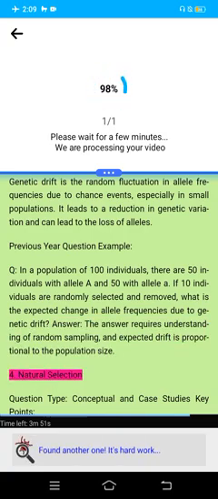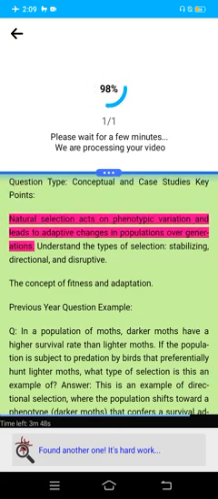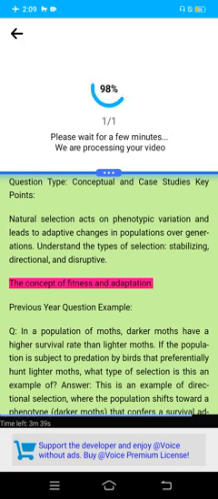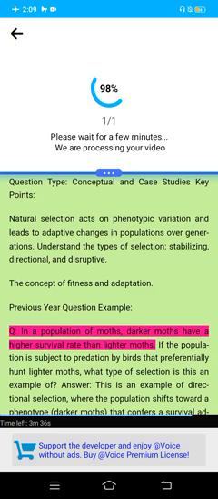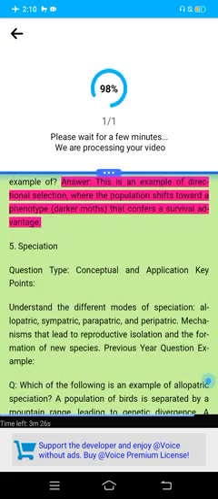4. Natural selection. Question type: conceptual and case studies. Key points: Natural selection acts on phenotypic variation and leads to adaptive changes in populations over generations. Understand the types of selection: stabilizing, directional, and disruptive. The concept of fitness and adaptation. Previous year question example. Q. In a population of moths, darker moths have a higher survival rate than lighter moths. If the population is subject to predation by birds that preferentially hunt lighter moths, what type of selection is this an example of? Answer. This is an example of directional selection, where the population shifts toward a phenotype, darker moths, that confers a survival advantage.